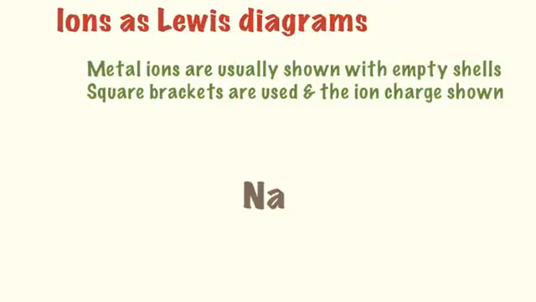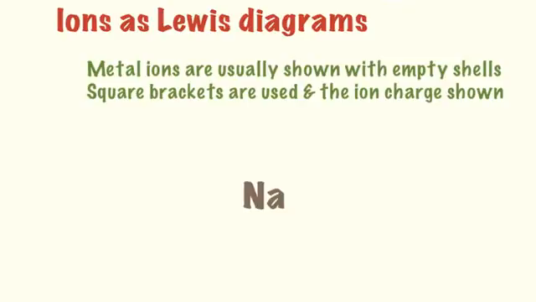We've also seen how atoms can gain or lose electrons to form ions. So do we use Lewis diagrams for that? We sure do. And in general trends, we show metal ions with empty shells because they've lost electrons. So we show the valence shell as empty. So in the case of sodium down here, we show nothing around it. There are no electrons at all.